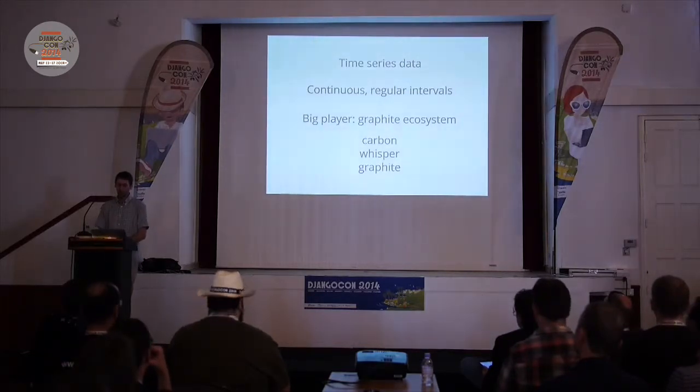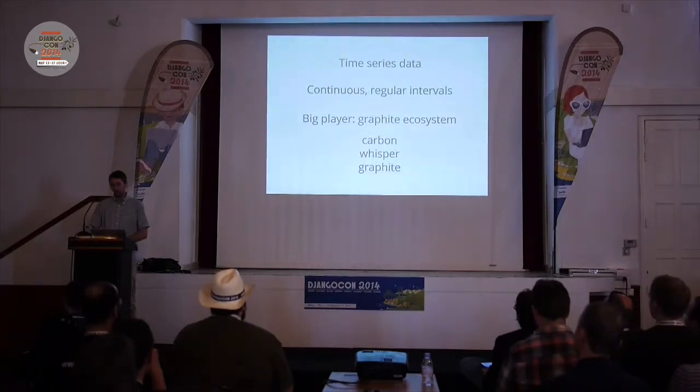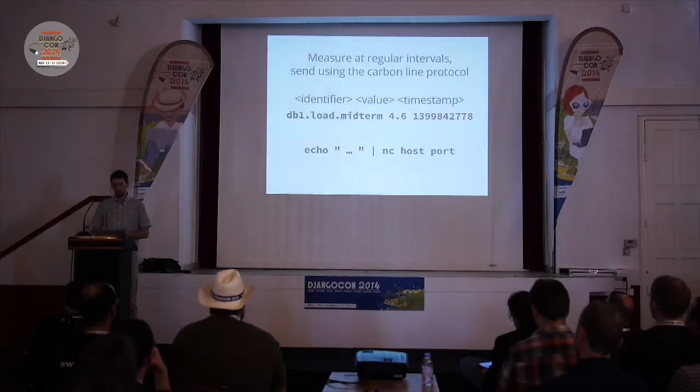A very big player in the metrics ecosystem is the Graphite stack, which you might know about. And it basically consists of 3 different components. The first one is Carbon, the second one is Whisper, and finally Graphite. Let's talk about this in more details.